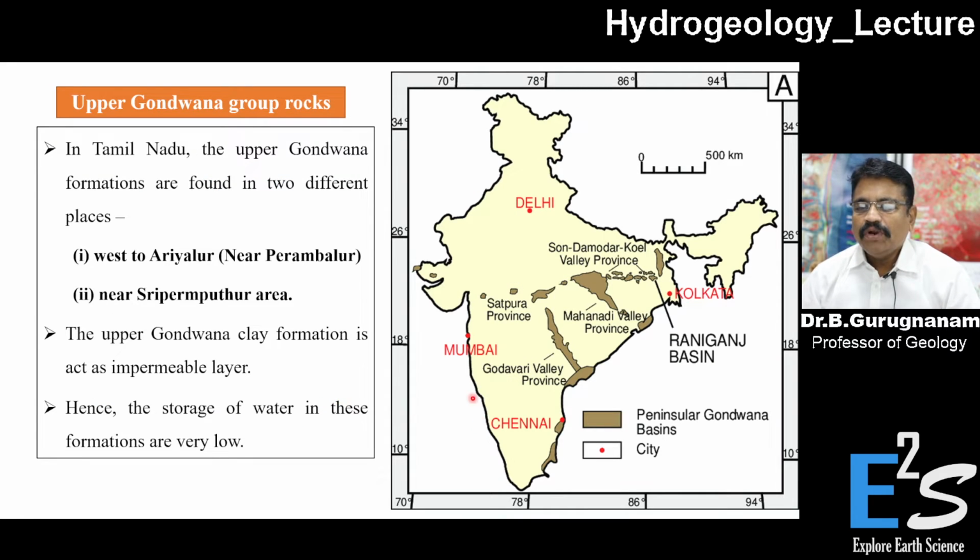Coming to the upper Gondwana regions, these are the peninsular Gondwana basins. You just look at that. This is the peninsular Gondwana formation basins of Tamil Nadu, but for the entire India, they have given peninsular Gondwana basins. You see, you have Godavari Valley province, Satpura province, and Mahanadi Valley province. Of course, as a geologist or a hydrogeologist, we also will be able to know how the distribution of peninsular Gondwana formations is found.